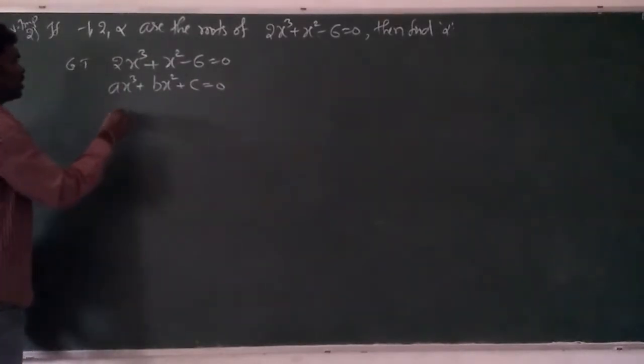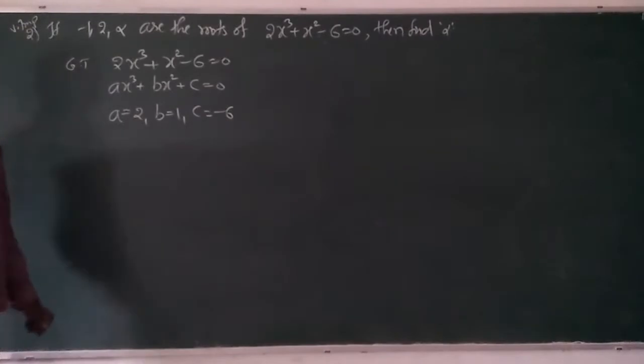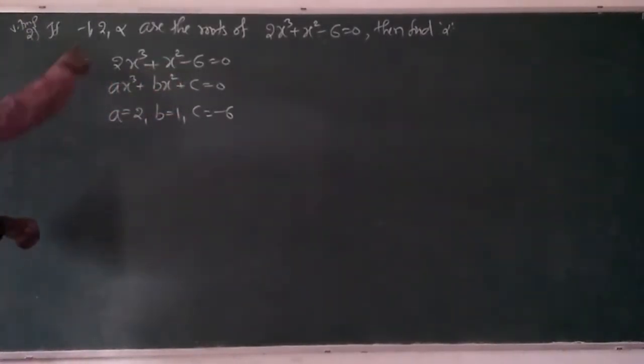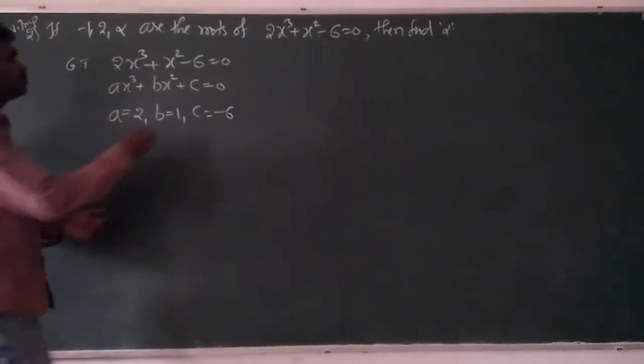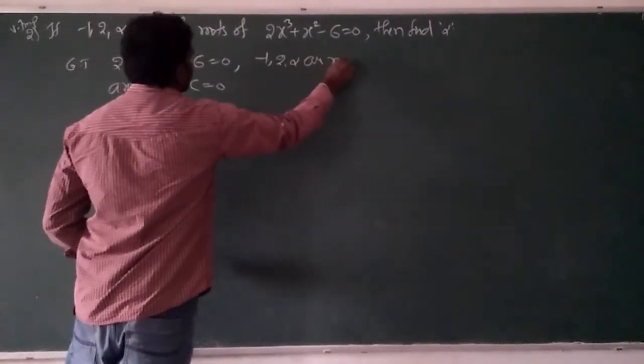Then what is A? A is 2. What is B? B is 1. What is C? Minus 6. Very good. So what are the roots? Minus 1, 2, alpha are the roots.